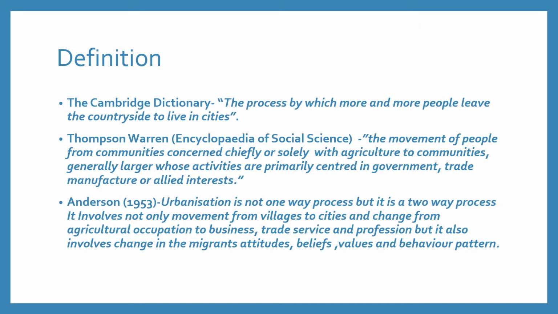Now, let us have a look on various definitions of urbanization. The Cambridge Dictionary defines urbanization as the process by which more and more people leave the countryside to live in cities. Thompson Warren, in Encyclopedia of Social Science, illustrates that urbanization is the movement of people from communities concerned chiefly or solely with agriculture to communities generally larger whose activities are primarily centered in government, trade, manufacture, or allied interests.